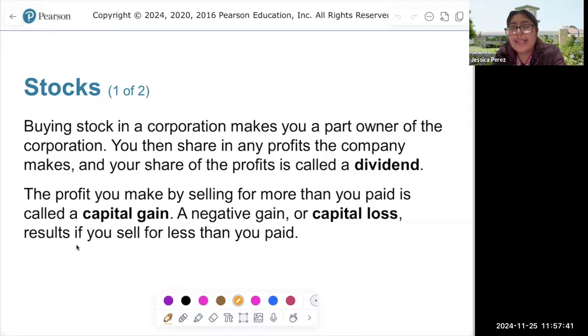The profit you make by selling for more than you paid is called capital gain. So let's say that you bought a stock and it's now selling for more than what you paid. That's called capital gain. A negative gain is a capital loss. So instead of getting more money, you actually lose, if you're selling it for less than what you paid. So you can have capital gain and you can have capital loss.